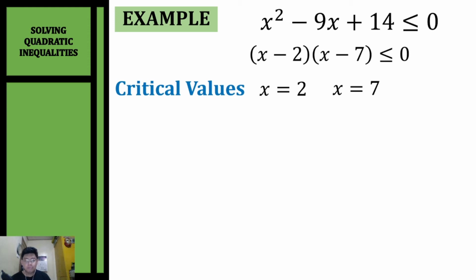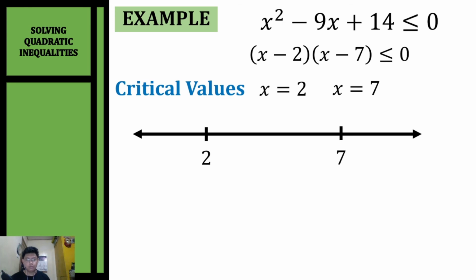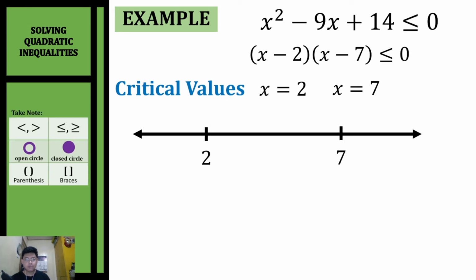Now, let's plot our critical values on our number line. Okay, so 2 and 7. Now, since we use the less than or equal symbol, we will plot using the closed circle. Now that we have our critical values, our number line is divided into 3 regions. From 2 to negative infinity, 2 to 7, and 7 to positive infinity. Now, let's identify the possible solutions to our quadratic inequality.